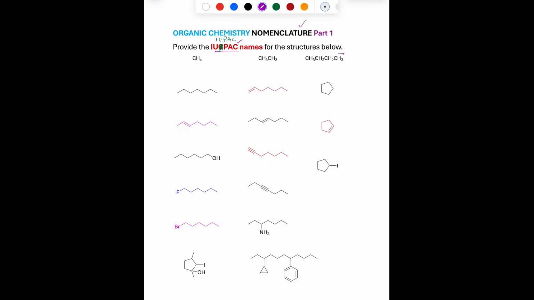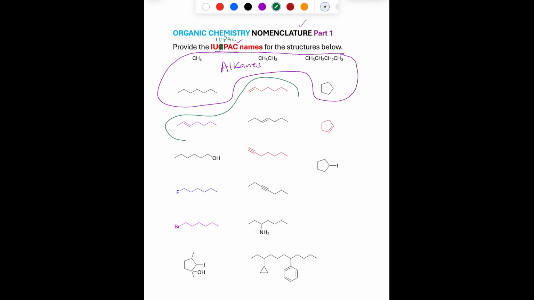If you look at this structure here, it only has carbon and hydrogen, and because of that, those are called alkanes. They have single bonds, no double bond or triple bond. These systems here have at least one double bond, and because of that, they're called alkenes. E-N-E, alkenes. Then these two have a triple bond, so those are called alkynes.